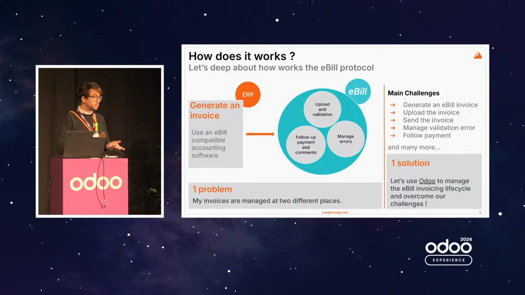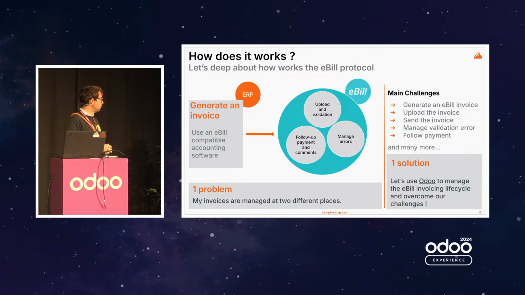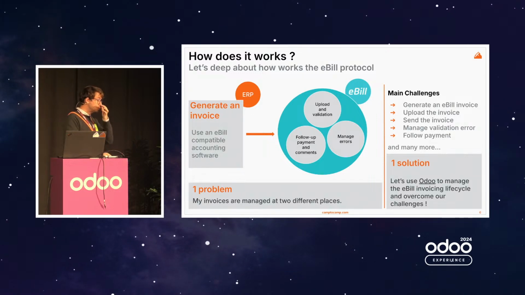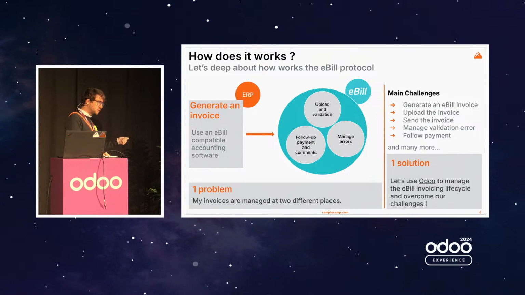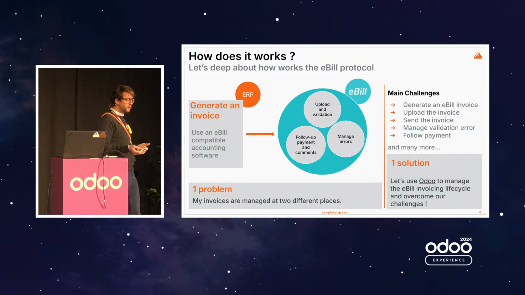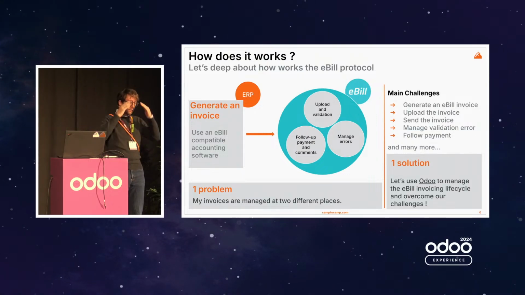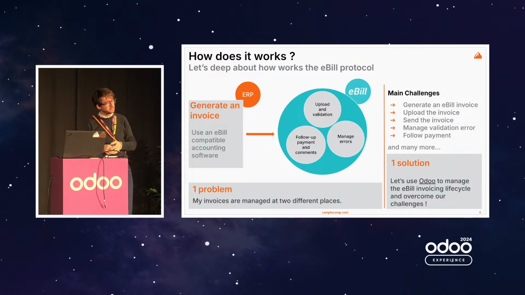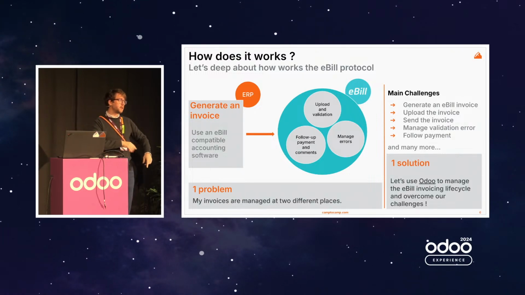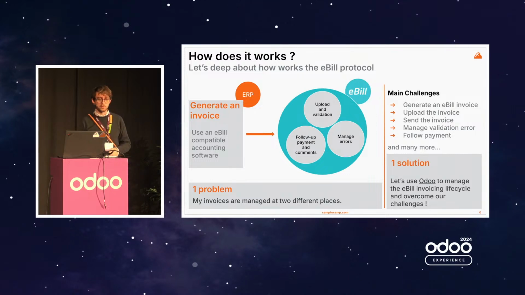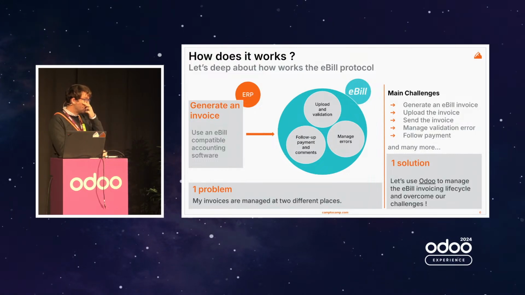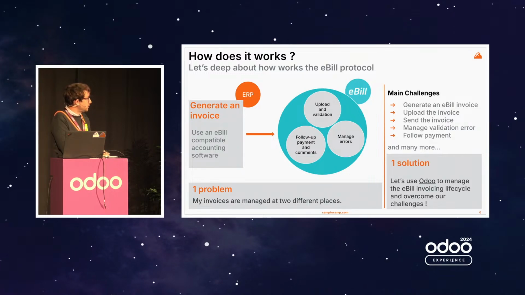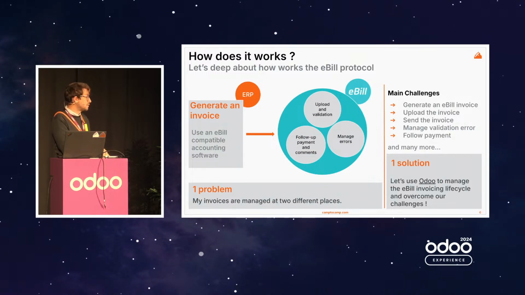If you have some problem, like maybe a bad bank account or bad reference, you also need to manage some error. So that means that I need to generate my invoice on my ERP, go to the eBill platform, try to upload it and say, oh, I have a mistake, the bank account is not the correct one. I go back to my ERP, correct the things, upload it again. So it's not an efficient way to work, and we all know that with Odoo we want to be efficient and smart when we work.